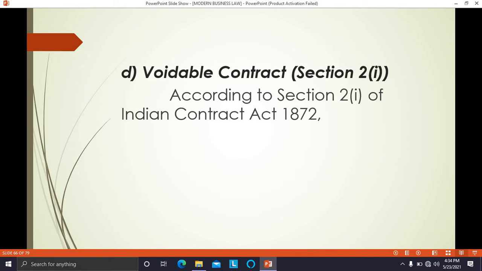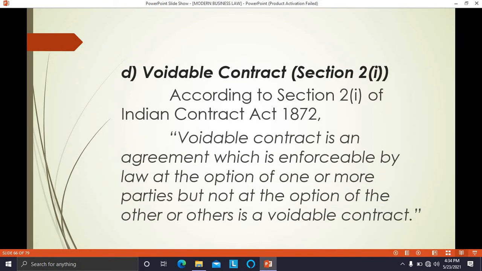Now what is voidable contract? The definition is like this. A voidable contract is an agreement which is enforceable by law at the option of one or more parties but not at the option of the other or others. Now what does it mean, enforceable by law at the option of one or more parties and not at the option of the other or others?